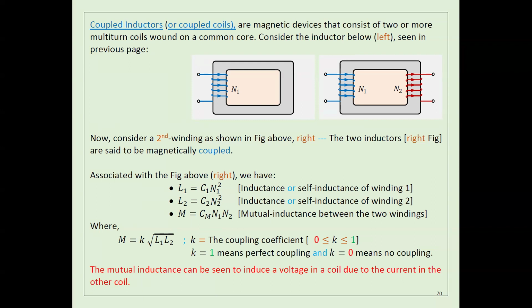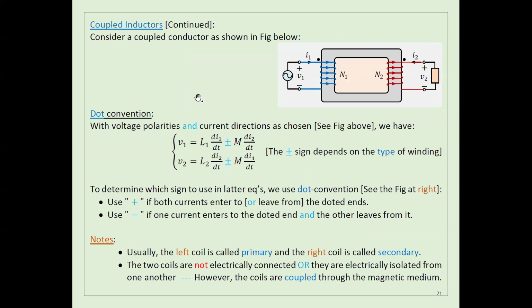K is a constant, and this constant we call the coupling coefficient. So if it is 1, it means a perfect coupling. That's what I told you guys. Voltage 1 should equal L1 di1 by dt plus or minus the impact of the other one. V2 equals L2 di2 by dt, and then the impact of the other one here.